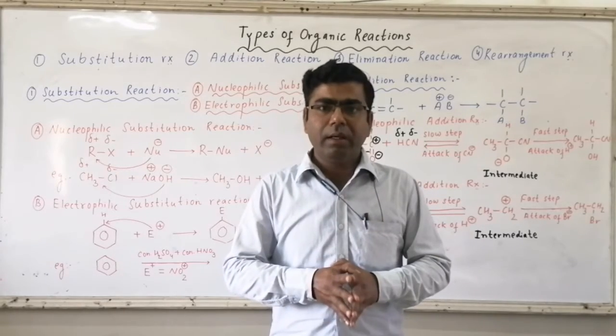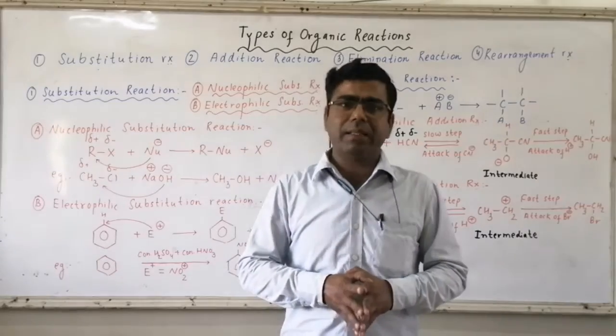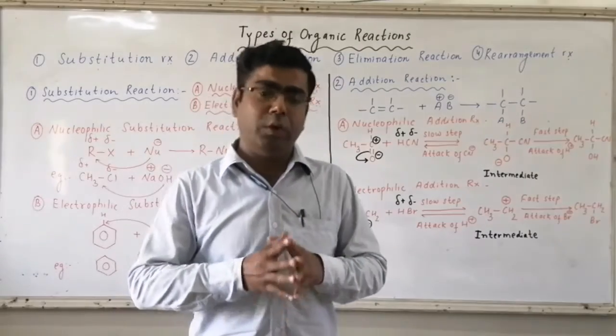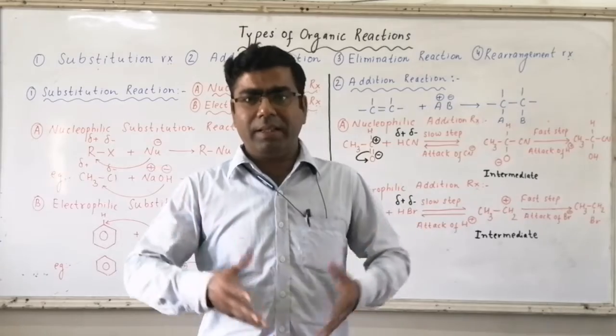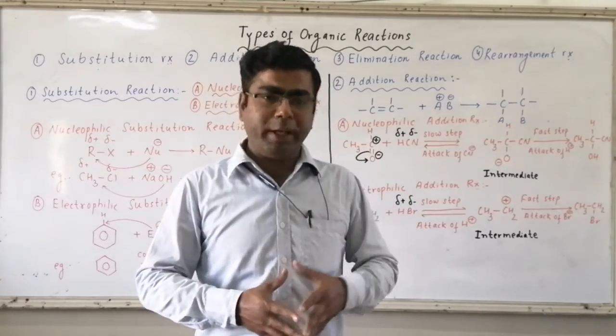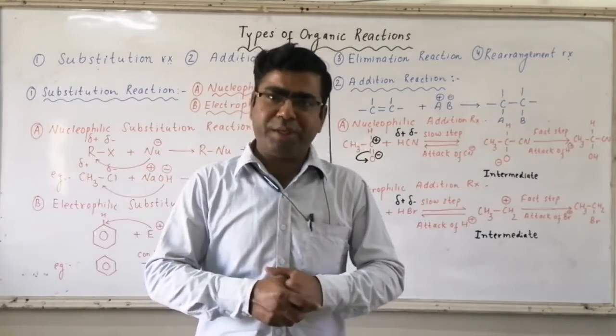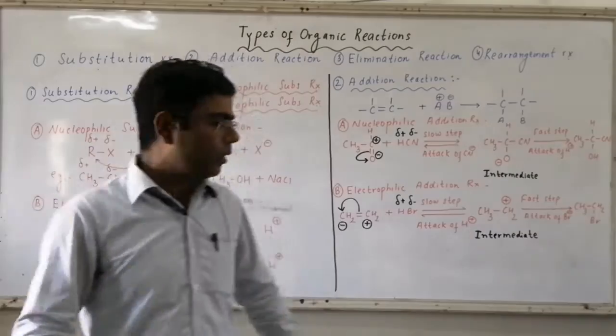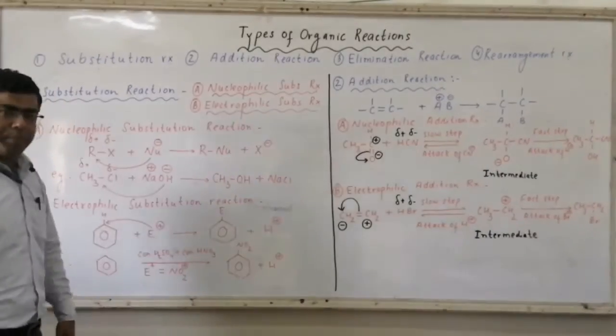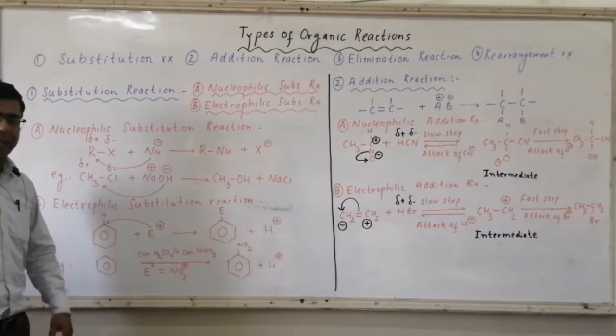Benzene ring can be considered as an electron richer molecule. Because it is electron richer in nature, it will attract the electron deficient species. So here the electrophile will be attracted towards the benzene ring.